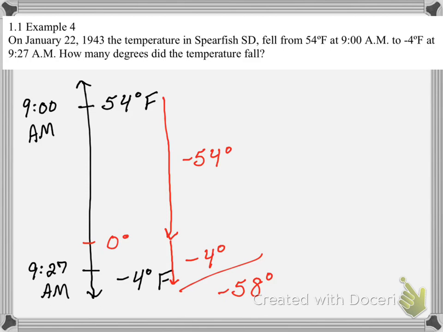And I'm using a negative here to denote that the temperature went down. Is this the only way of solving this problem? No. Sometimes I could set up an equation and subtract them. Use a different color for just a different method, a different way of doing it.